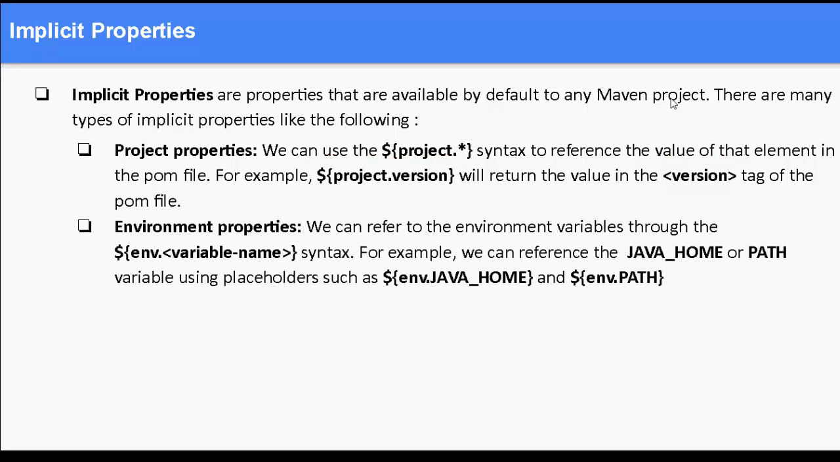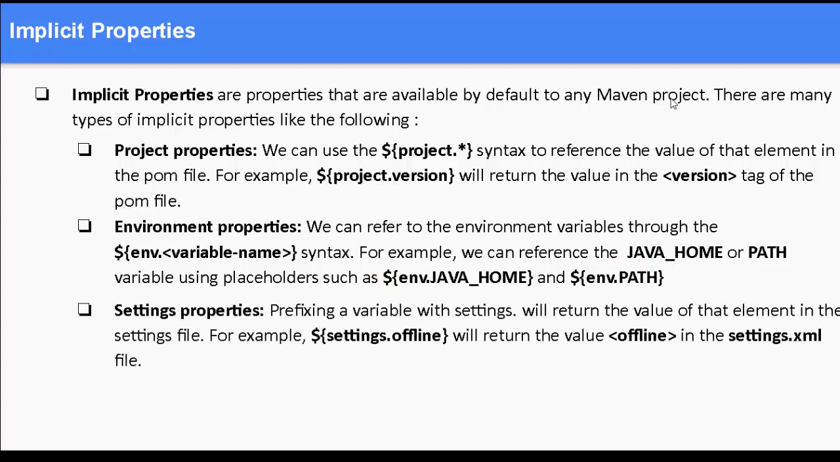We can also refer to environment variables through the notation ${env.} followed by the variable name. For example, if I want to refer to Java home or path, it could be ${env.JAVA_HOME} or ${env.PATH}. Settings properties: prefixing a variable with settings. will return the value of that element in the settings file. In Maven, we use settings.xml. So whatever values are defined there, we can access them with this notation. For example, with ${settings.offline}, we can return the value of offline which is defined in settings.xml.